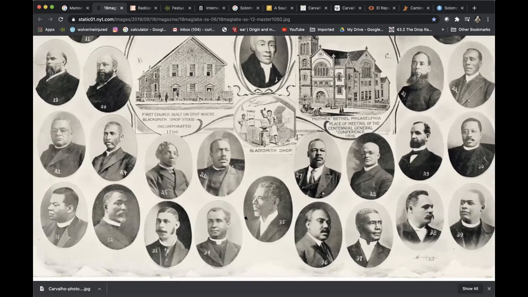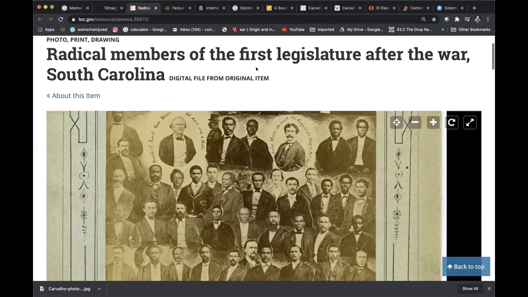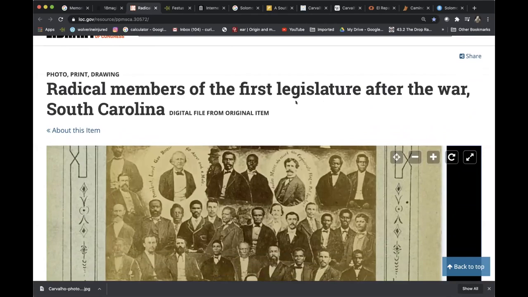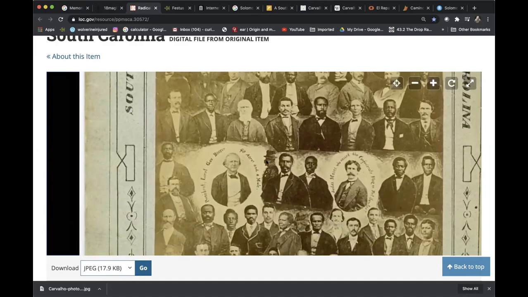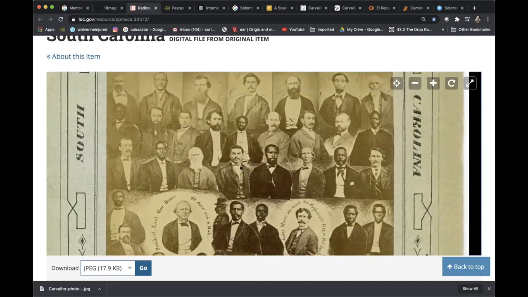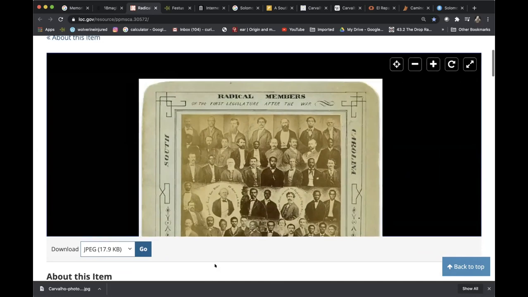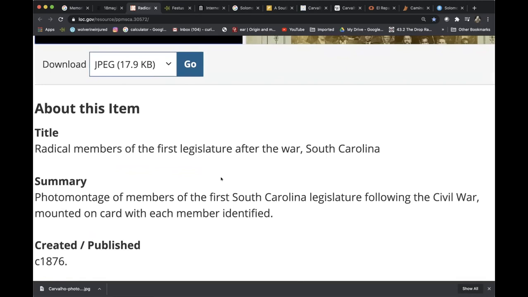Let me show you another picture here. Again, this is from the Library of Congress, radical members of the first legislature after the war, South Carolina. So this is a picture again of distinguished members of South Carolina. This is from, I believe, 1868. All right, let's go to the info. It says radical members of the first legislature after the war, South Carolina.